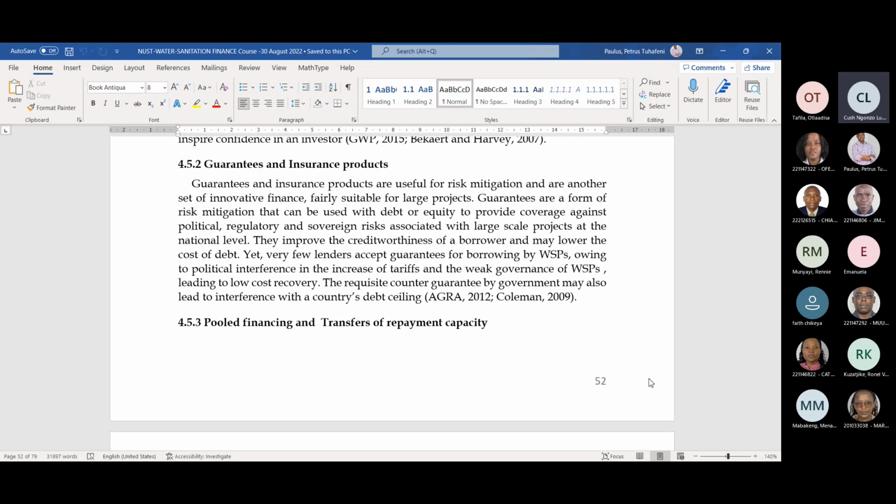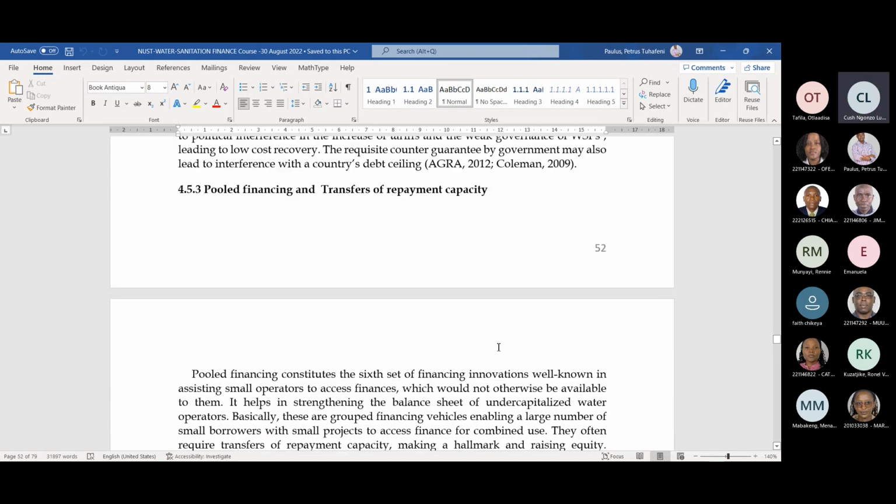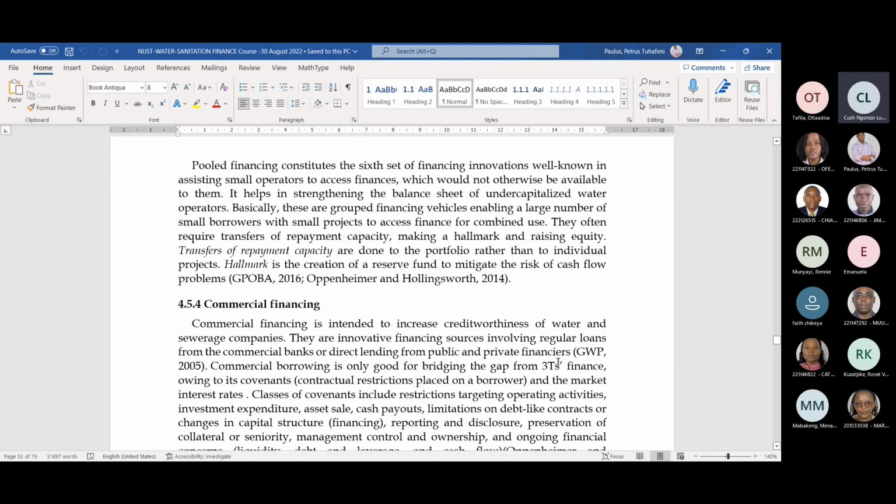Three, pooled financing and transfers of repayment capacity. So pooled financing constitutes one of the types of financing innovations. They are well known for assisting small operators to access finances which would not otherwise be available to them. So here we are talking about small businesses that come together and can get funding. It helps them to strengthen the balance sheet, which generally is undercapitalized, and as a project they get one fund for the whole project that they can implement.